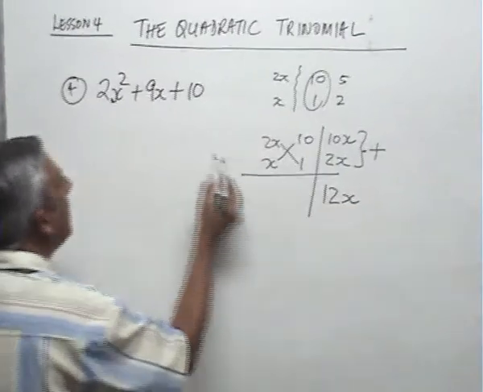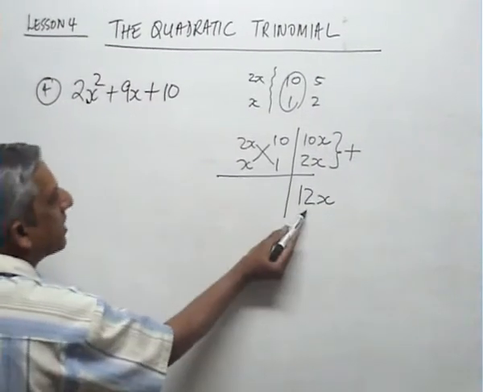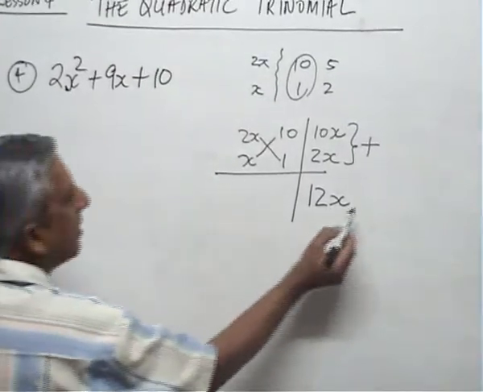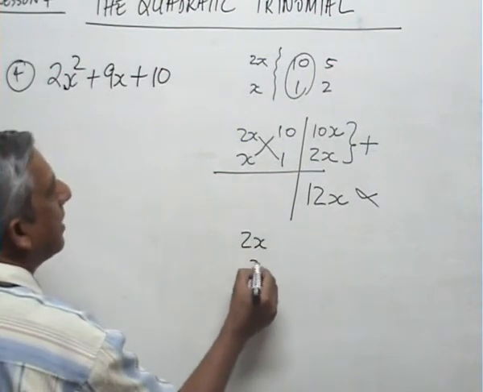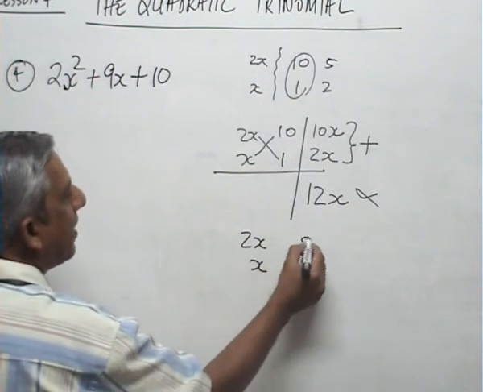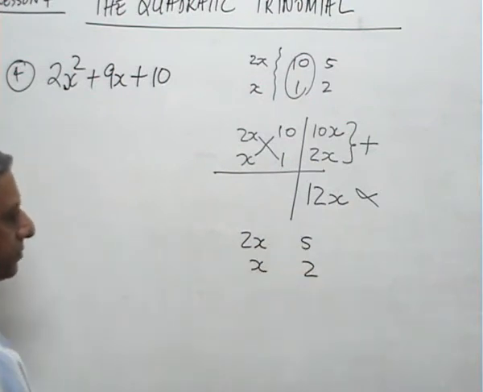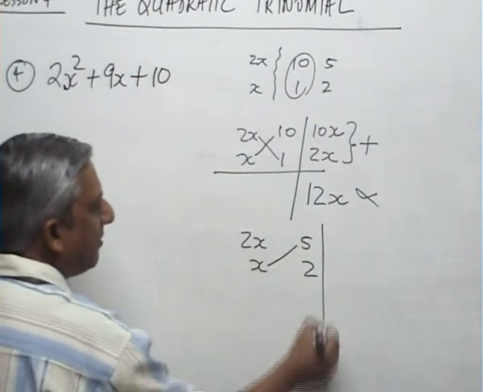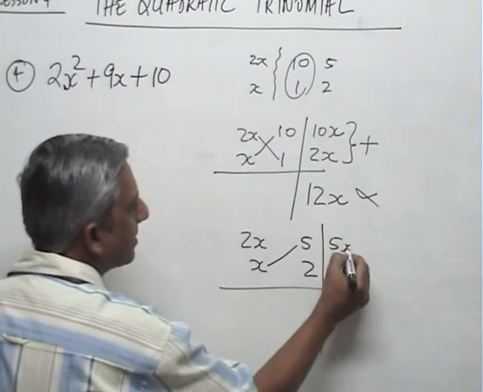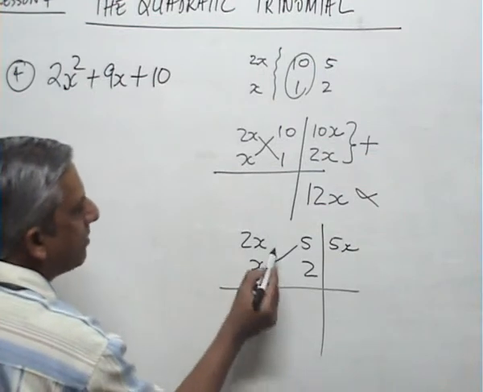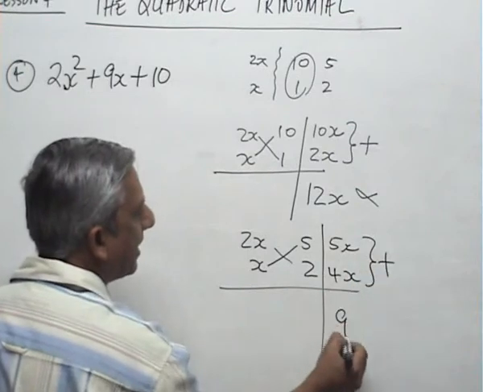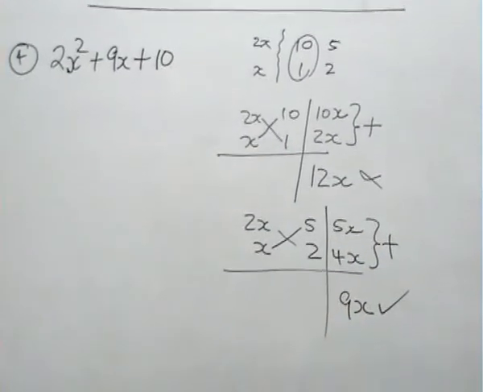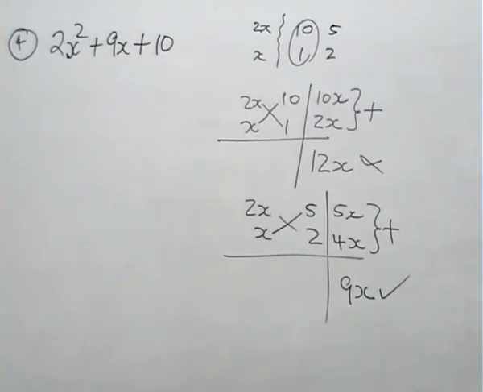And what do I get? 12x. When I look in the middle here, do I have 12x? I don't have it. Therefore, this was a wrong choice. So I go and choose again 2x and x, and I choose 5 and 2. Then I multiply x times 5, 5x. 2x times 2, 4x. Then I add them and I get 9x. And now I'm happy because this is the right choice.